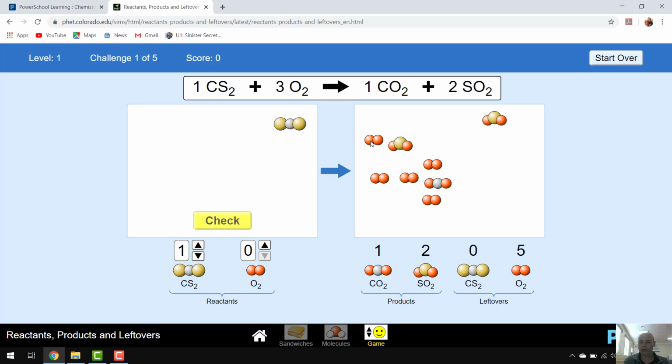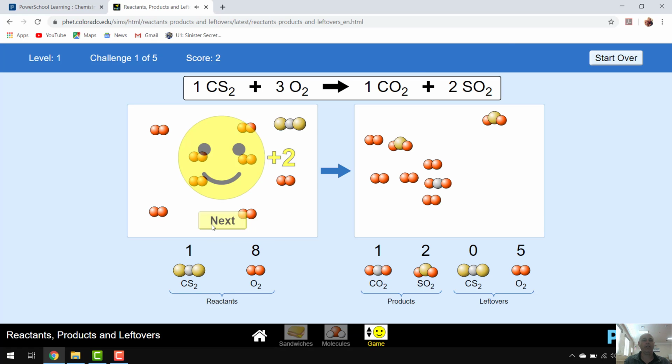So let's count them up. 2, 4, 6, 8, 10, 12, 14, 16. So I need 16 of those. And since they come in pairs, 8 moles of those will give me 16. Now these should be even. These should match. The same number on the left, same number on the right. Let's check. All right, we got it. And then you're going to go to next.